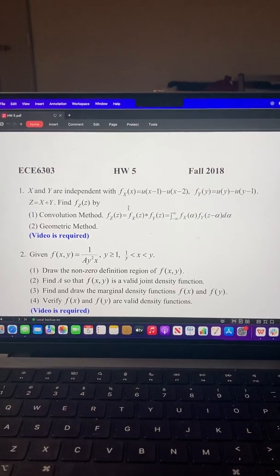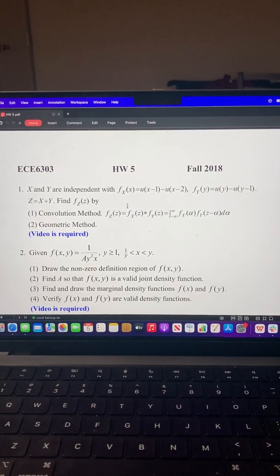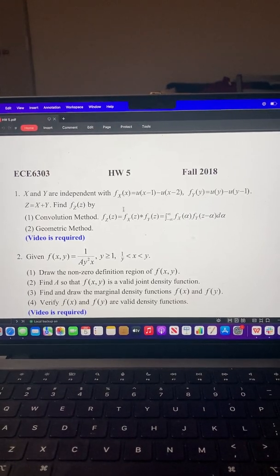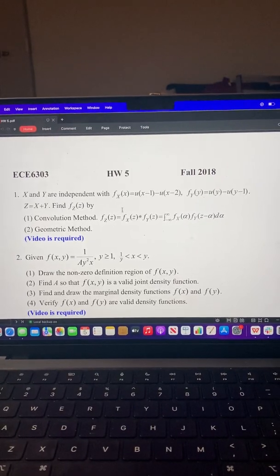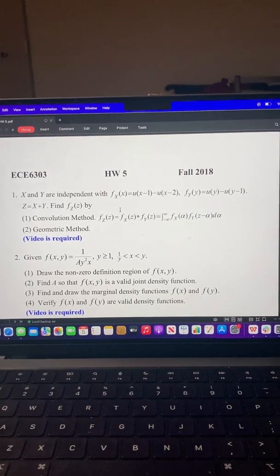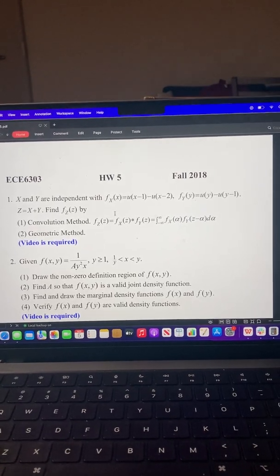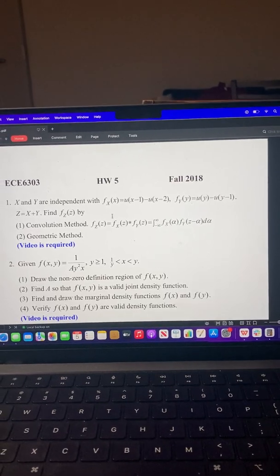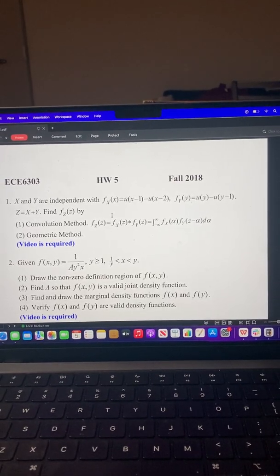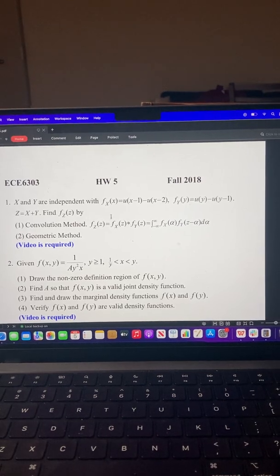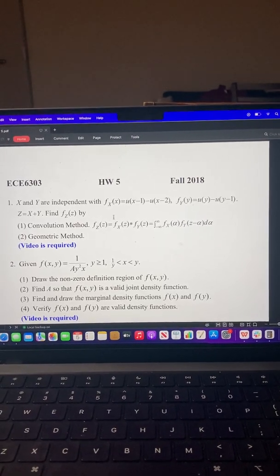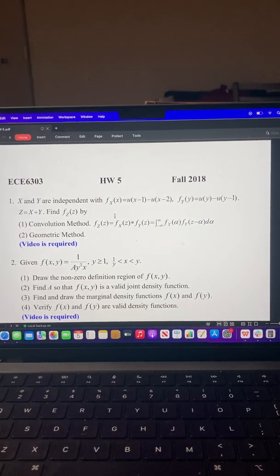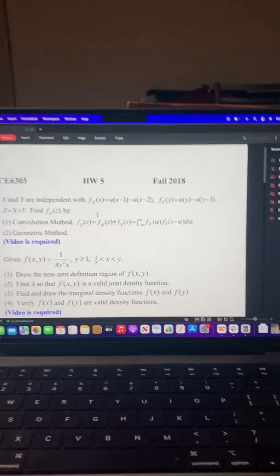In question number one, we are told that x and y are independent, with the density function of x given as u of x minus 1 minus u of x minus 2, where u is the unit step function, and the density function of y as u of y minus u of y minus 1. We are told that z is equal to x plus y, and we are asked to calculate the density function of z, first by convolution and second by the geometric method. So let us look at the solution for this.